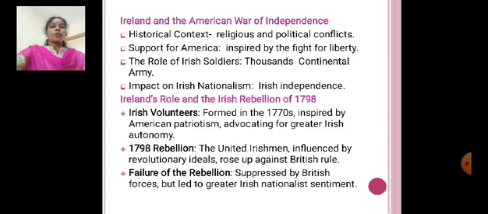Next, Ireland's role and the Irish Rebellion of 1798. In Ireland, the Irish Volunteers formed in the 1770s were inspired by American patriotism and sought greater Irish autonomy. In 1798, a rebellion led by the United Irishmen and influenced by revolutionary ideas aimed to overthrow British rule. Although the rebellion was suppressed by British force, it boosted Irish nationalist sentiment and fueled calls for independence.